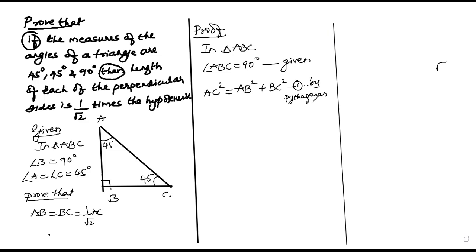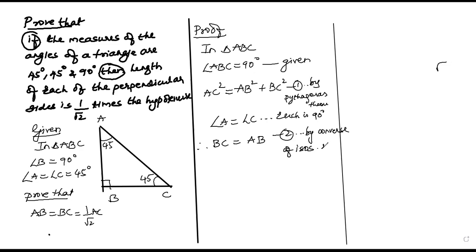Okay, but then, please look, what is given in the figure? Angle A equal angle C is given, each is 45. But remember, in geometry, when two angles of a triangle are equal, the sides opposite to them are equal. So the opposite side of A is BC and the opposite side of C is AB. Therefore, BC equal AB. I call this as 2, by converse of isosceles triangle theorem.